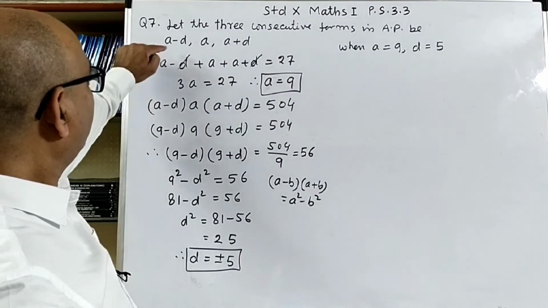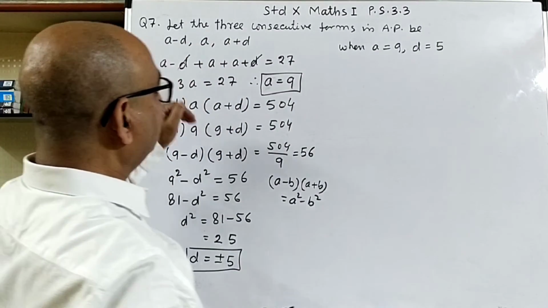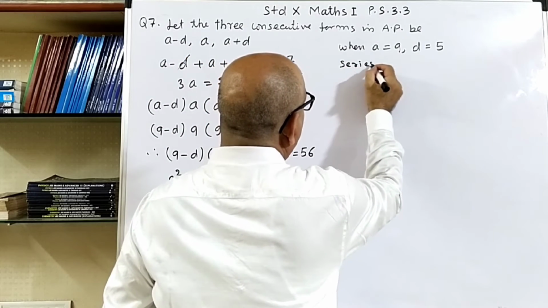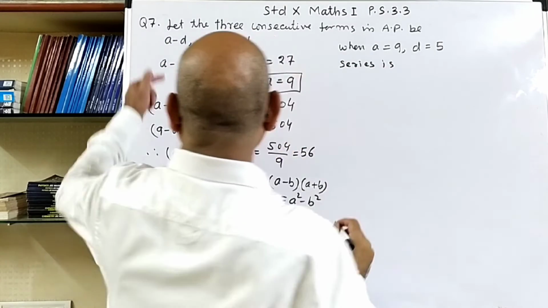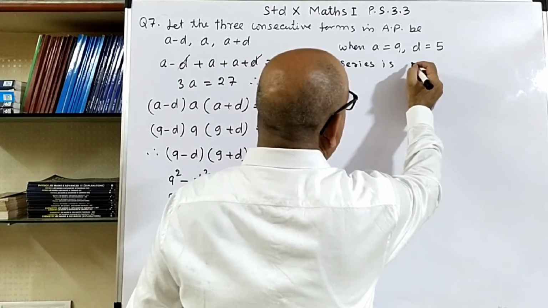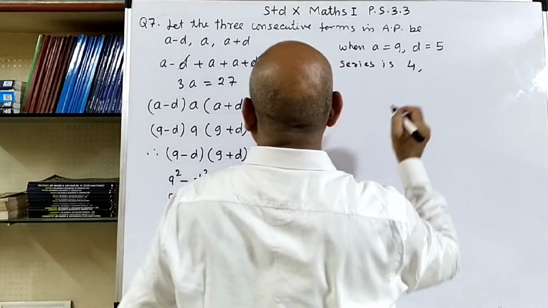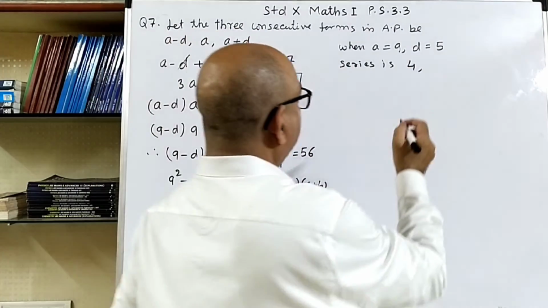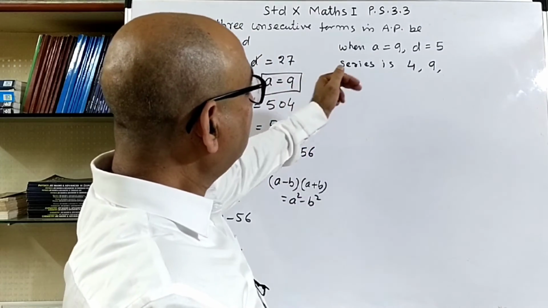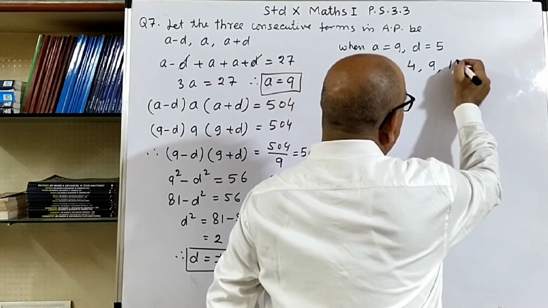And the series will be A minus D, A, A plus D. That means the series is 9 minus 5. A minus D means 9 minus 5, 9 minus 5 is 4. A means 9 itself. A plus D means 9 plus 5, that is 14.